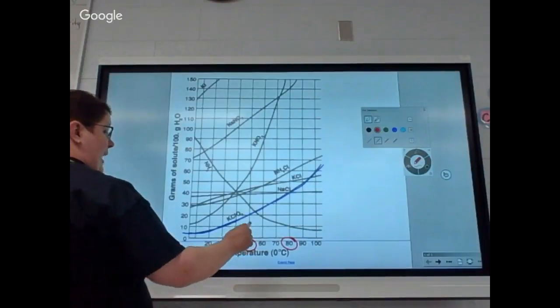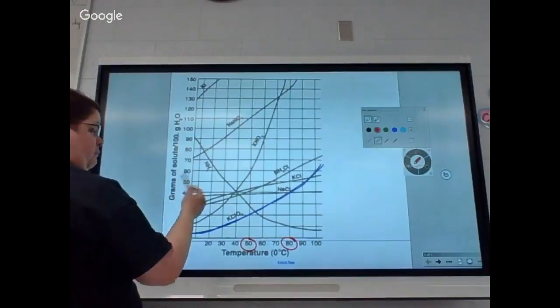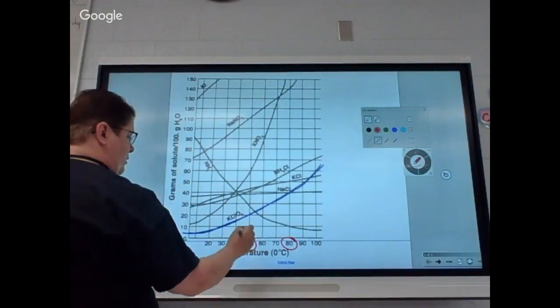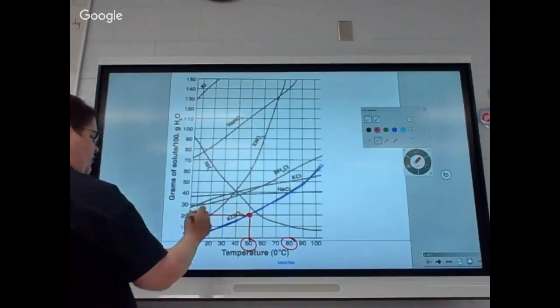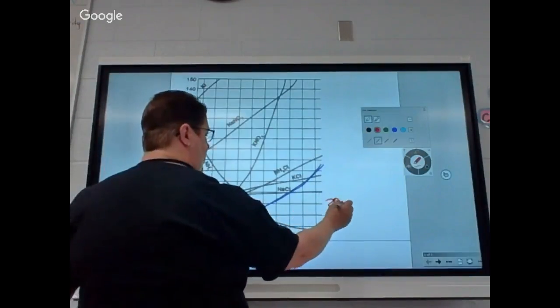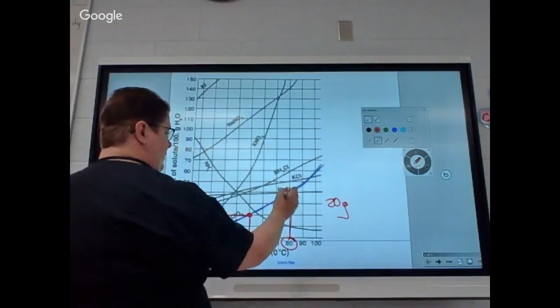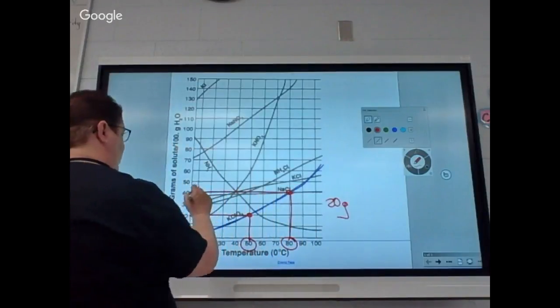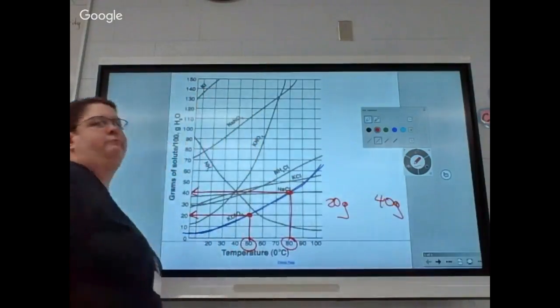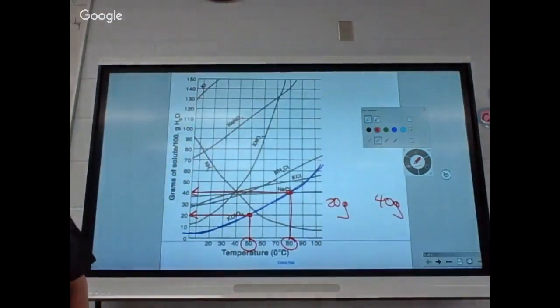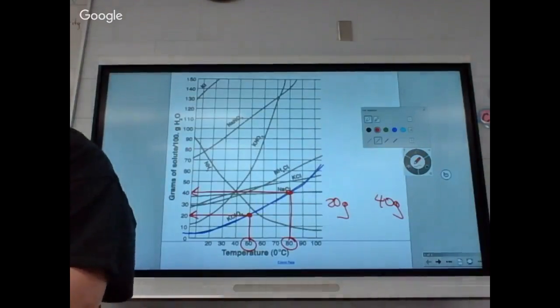We can read up to the line and find the what? We can find this stuff, right? So from 50 up to the line, where do we go? Okay, we find 20 grams. And from the 80 up to the line and over, we find what? What do you suppose we would do with those two numbers? That's how much is precipitated. 40 minus 20 is what? 20 grams. That's what's precipitated.